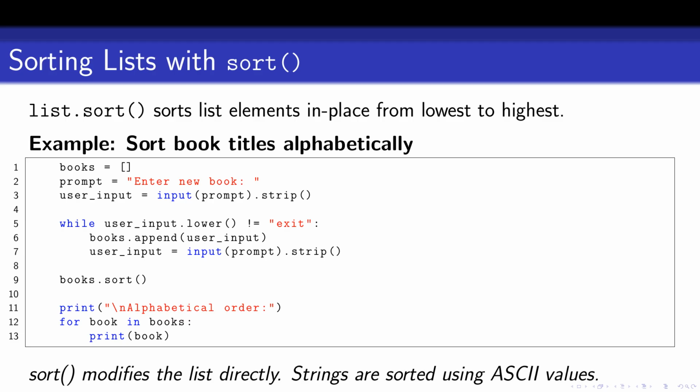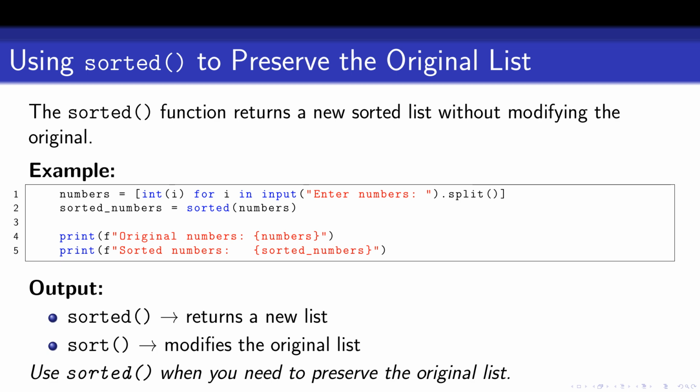Sorting is fundamental in many applications like data reporting, search, and UI elements like drop-down lists. In contrast to sort, the built-in sorted function creates a new sorted list, preserving the original. This is particularly useful when you want to display a sorted version of a list, but still need to access the original order later.